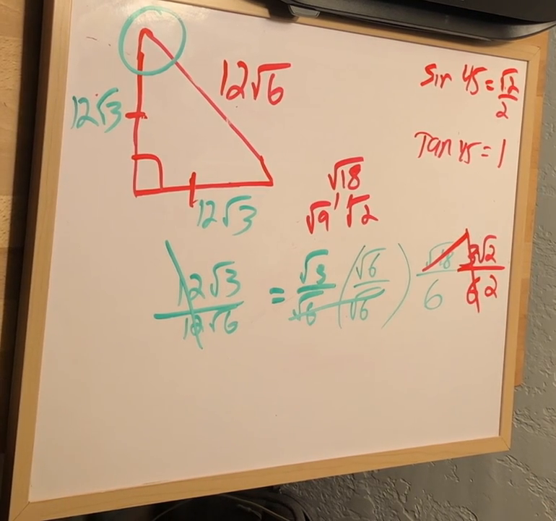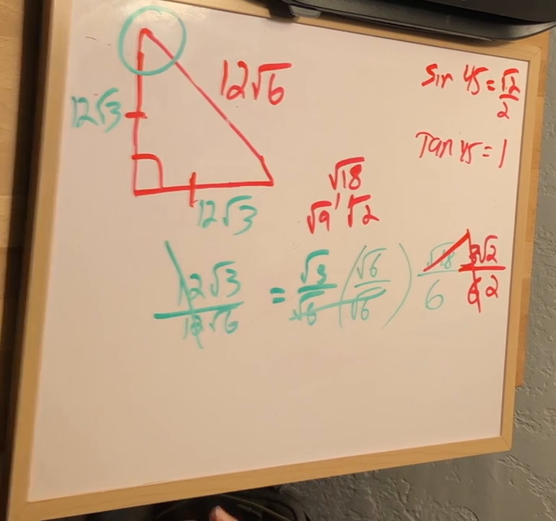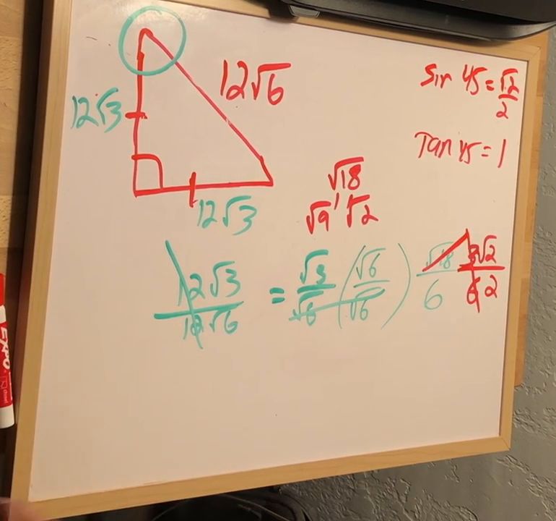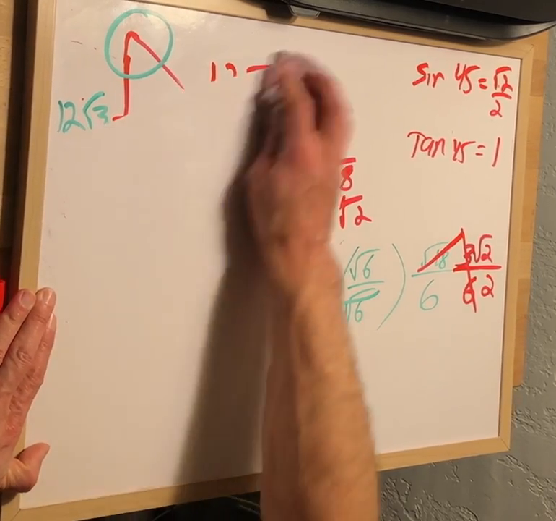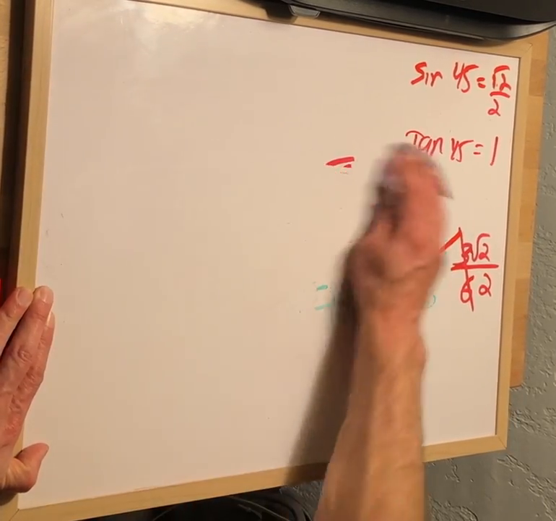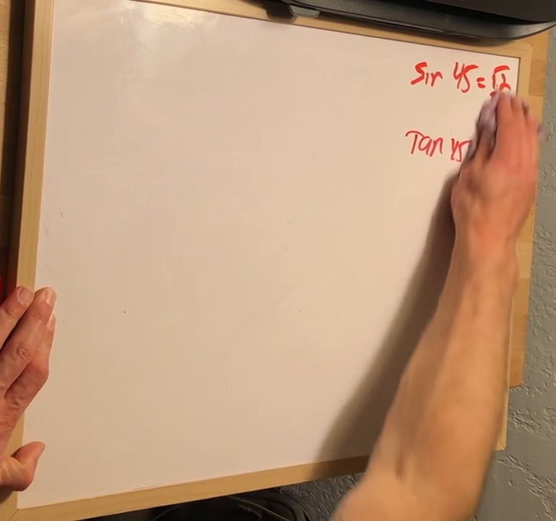So for the questions today, you're going to be answering sine, cosine, and tangent for either 45 degrees, or 45 degrees, 60 degrees, and 30-degree triangles, given different triangles. You'll have to find the missing sides and then find the ratios.